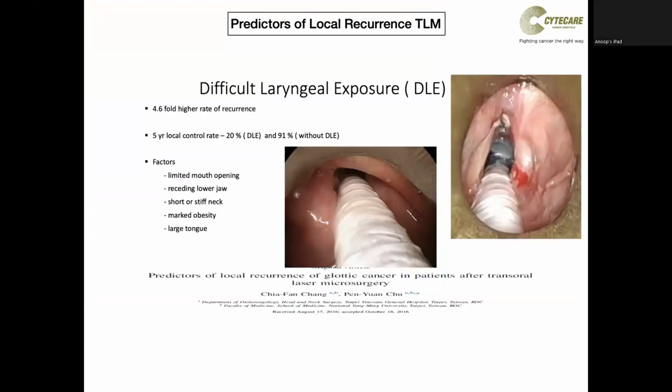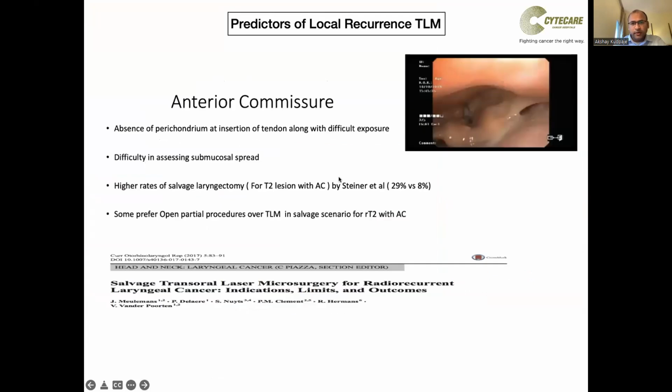However, in situations where there is difficulty in either visualizing the anterior commissure, or in certain situations even in visualizing the vocal cord, these are definitely not the cases to choose for curative intent transoral laser surgery. You need to do a biopsy, just prove the disease, and better treat them with radiotherapy.